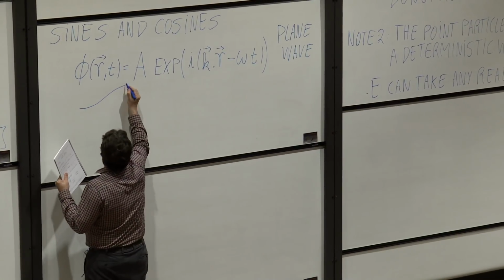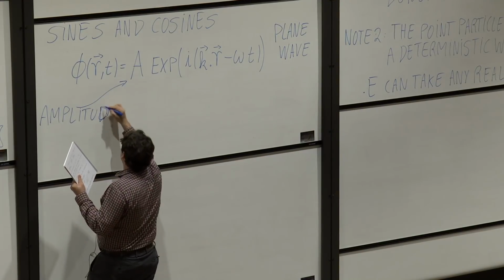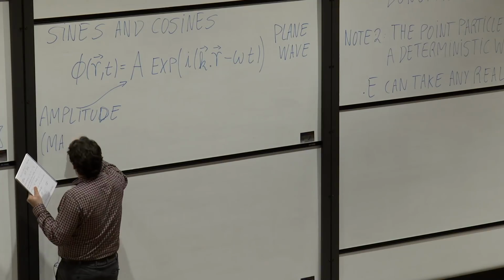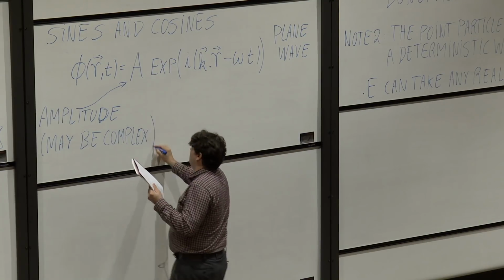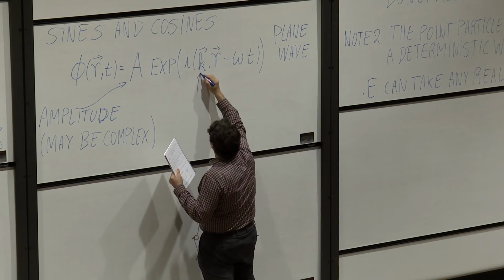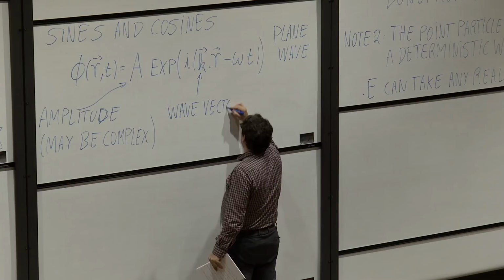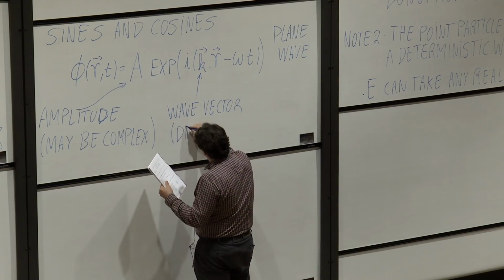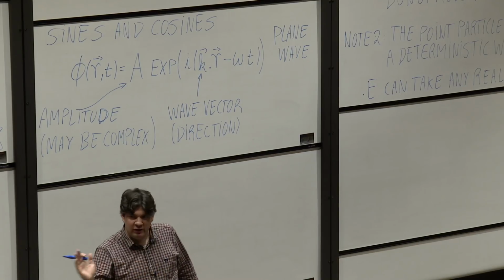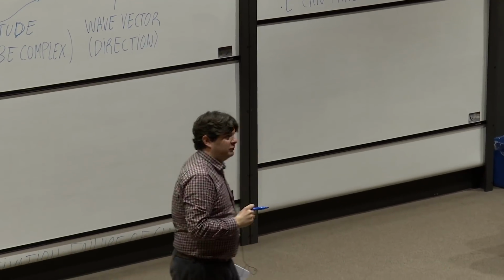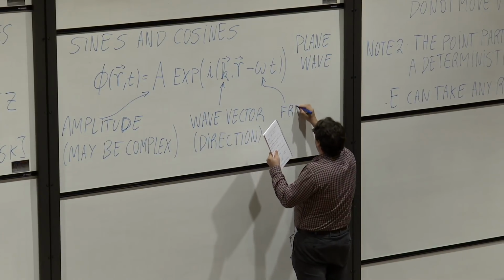This A in front is called the amplitude. And in principle, it may be complex. Then this vector k here is called the wave vector. And basically, it describes the direction in which the waves move. So this wave propagates in the direction of this vector k. Then we have this omega here, and this omega here is called the frequency.